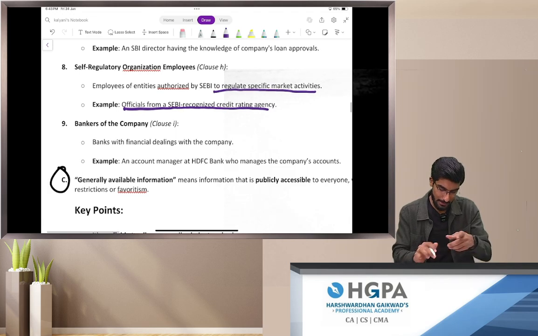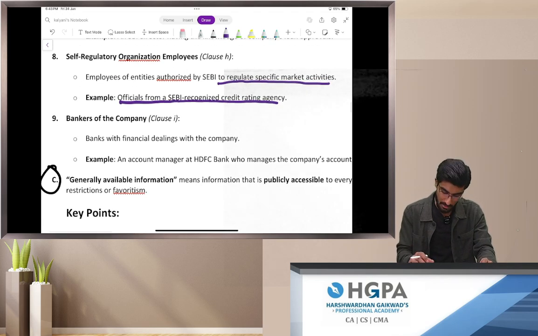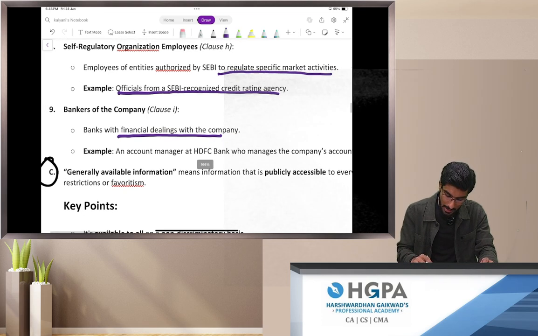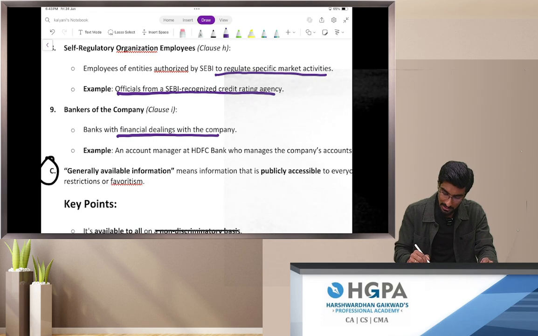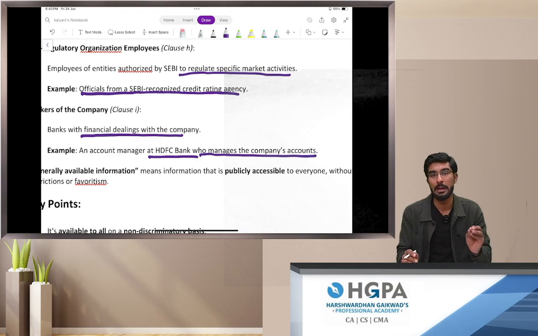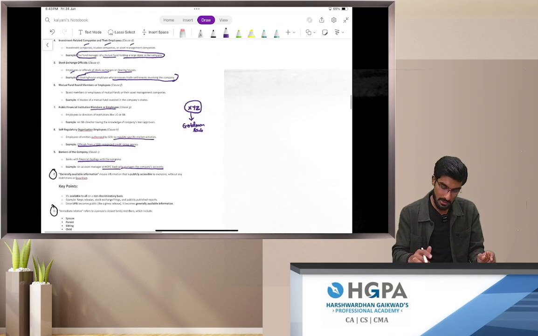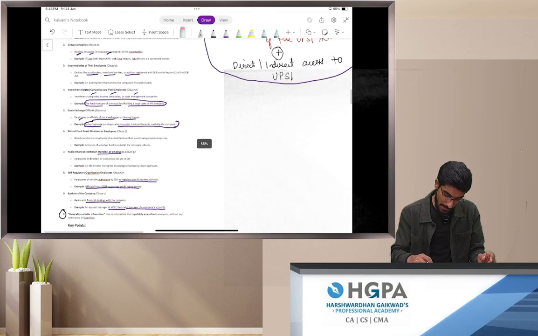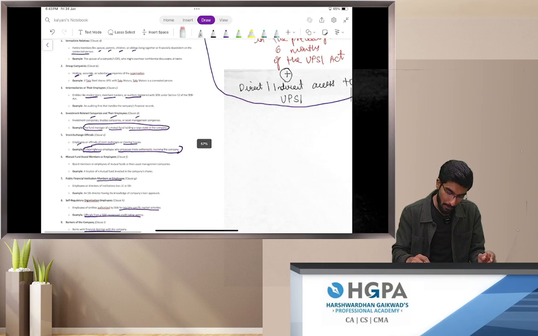Okay. Next is people, bankers of the company. Banks with financial dealings with the company. An account manager at HDFC Bank who manages the company's account will also be called as deemed to be connected person. Cool, people. Let's draw a mind map for this.